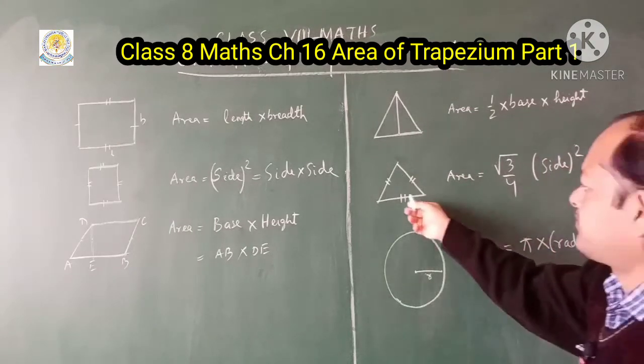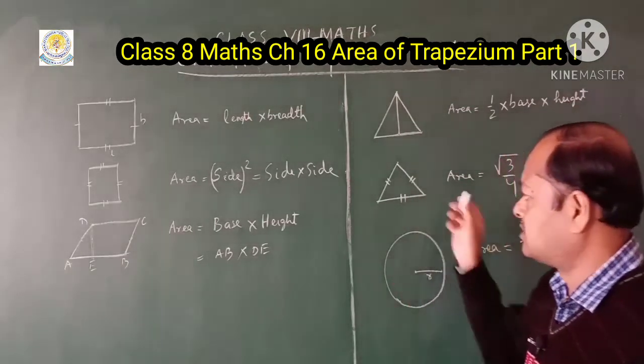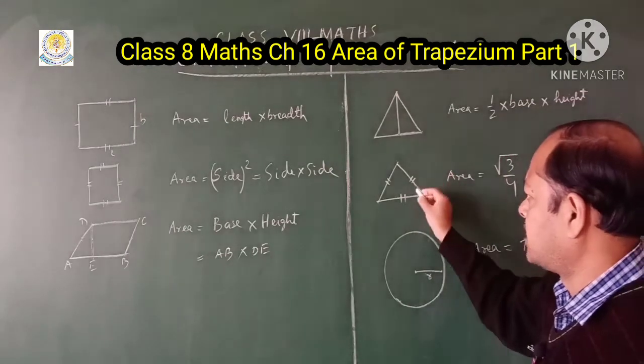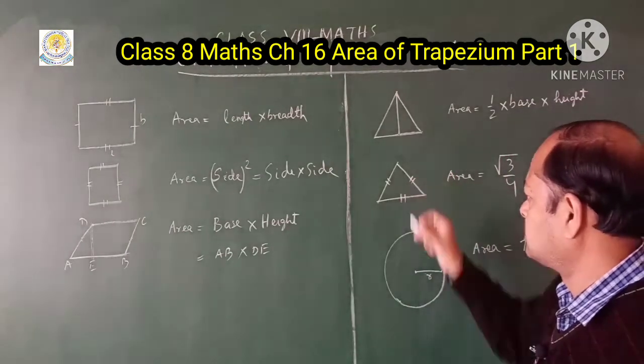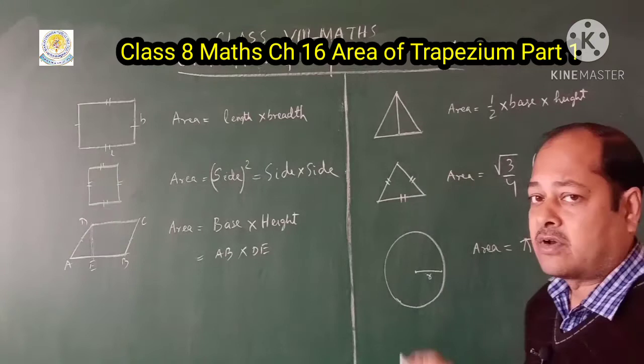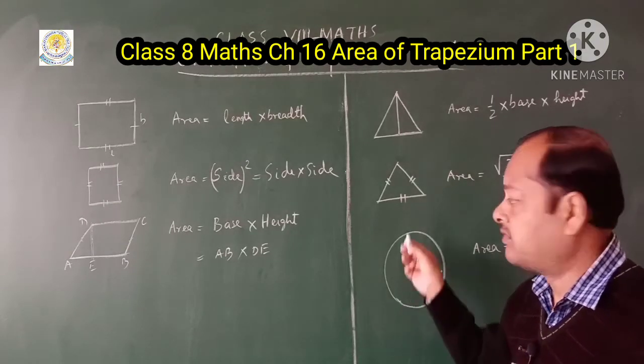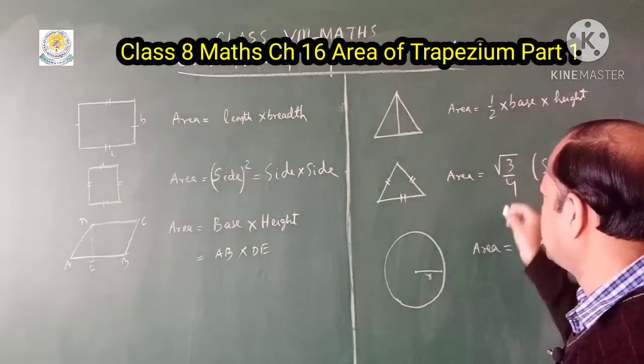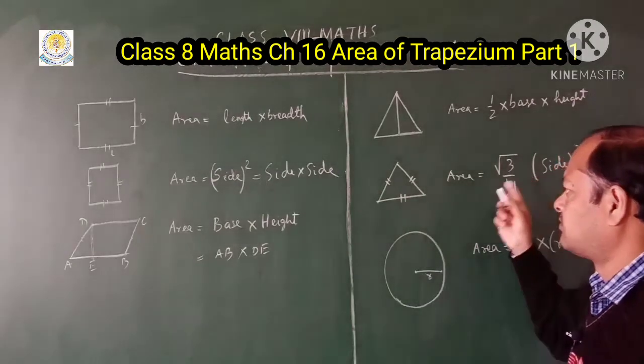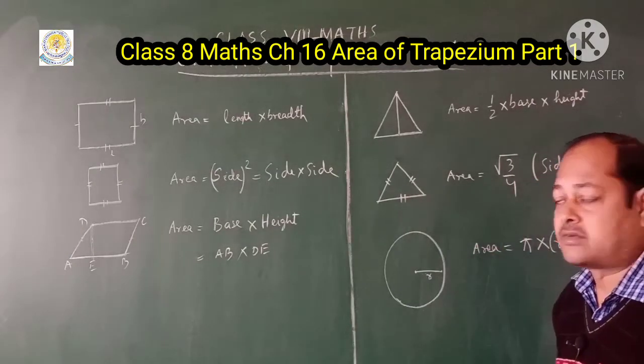Next is the equilateral triangle. In an equilateral triangle all sides are equal. So what is the formula to find out the area of an equilateral triangle? Root 3 by 4 side square is the formula to find the area of an equilateral triangle.